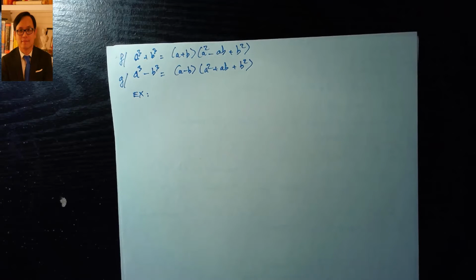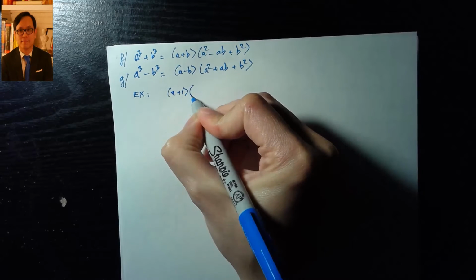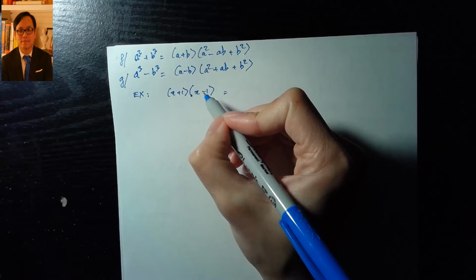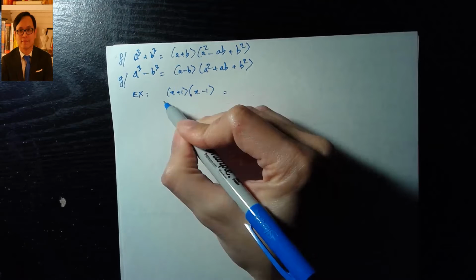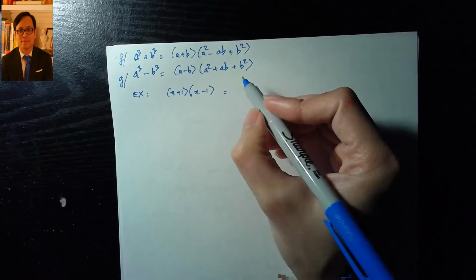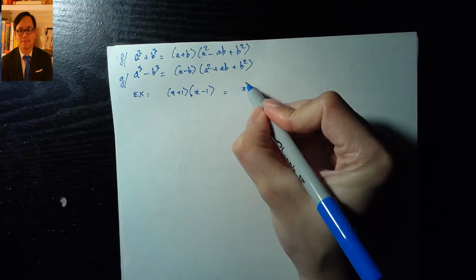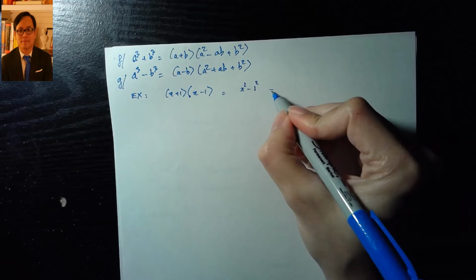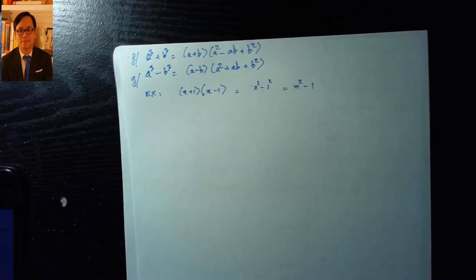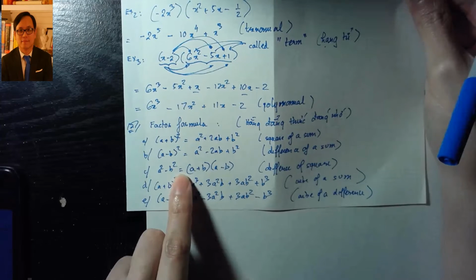Okay. What if they give you something like x plus 1 times x minus 1, and you see right away that this expression right here is in the form of difference of square, right? So you can convert this to x squared minus 1 squared. It will be x squared minus 1, because I use this formula right here. Okay.